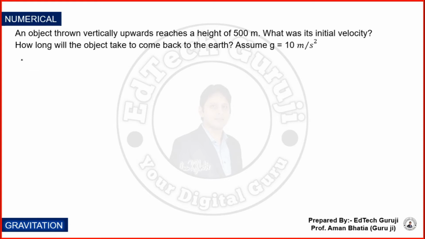So first we make a note of what is given to us. Number 1 is the height it reaches. The height will act as the displacement. So the body reaches a height of 500 meter, and acceleration due to gravity is assumed as 10 meter per second square.